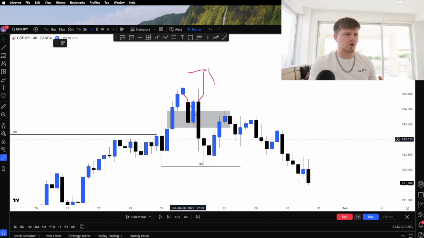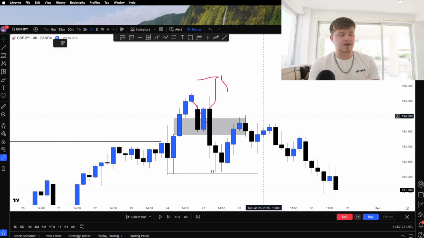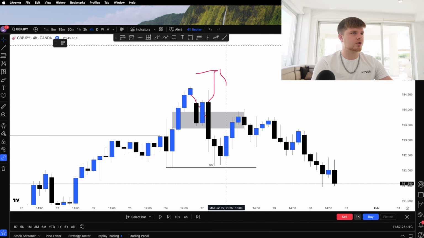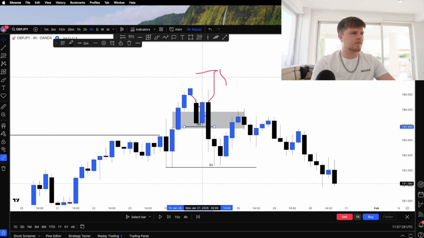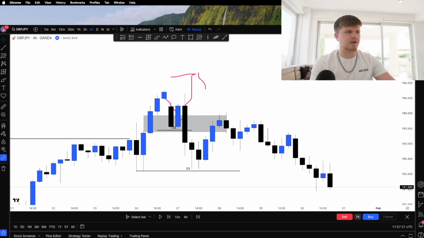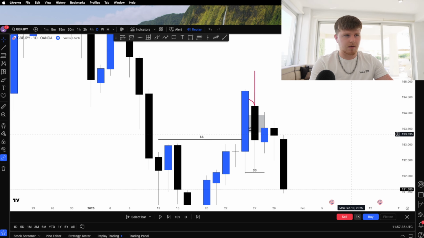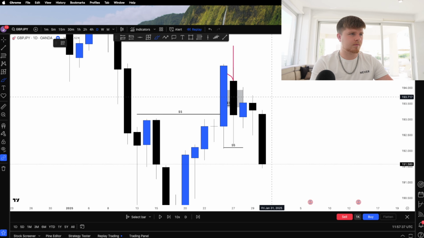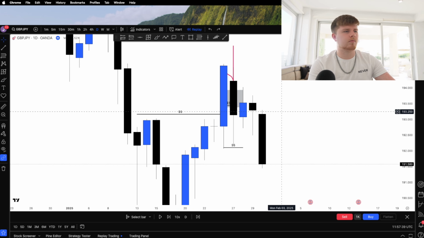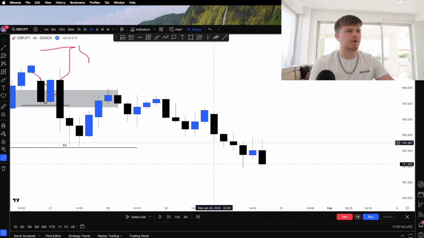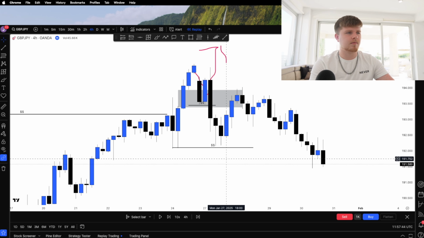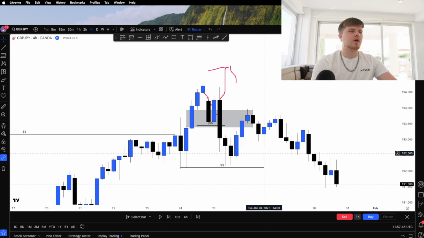Now this took a little bit more of a mess around, and the reason for this is simply because of this low right here. Price messed around a lot here, and if we go to the daily, you can see it messed around a lot here as well. Perfectly normal, but we would have assumed a bearish bias here until we took out this low.